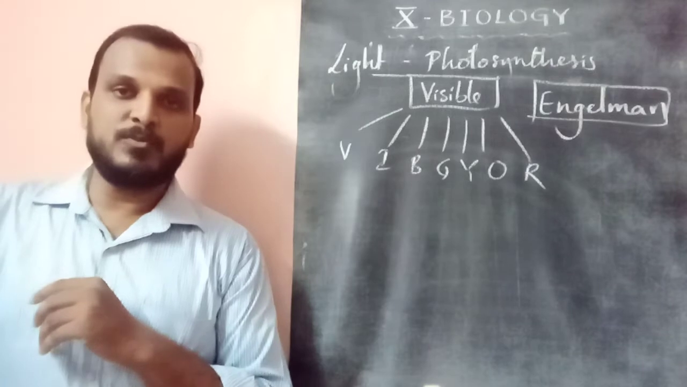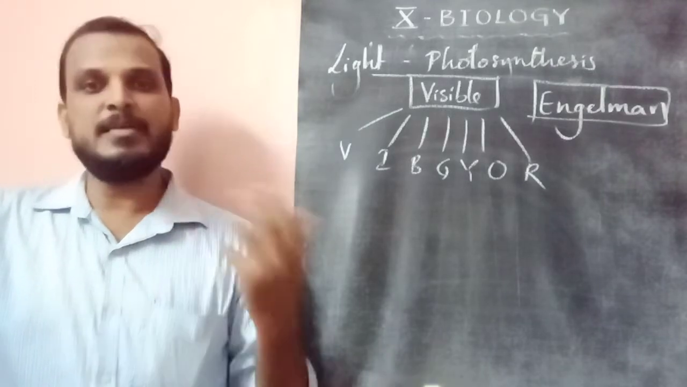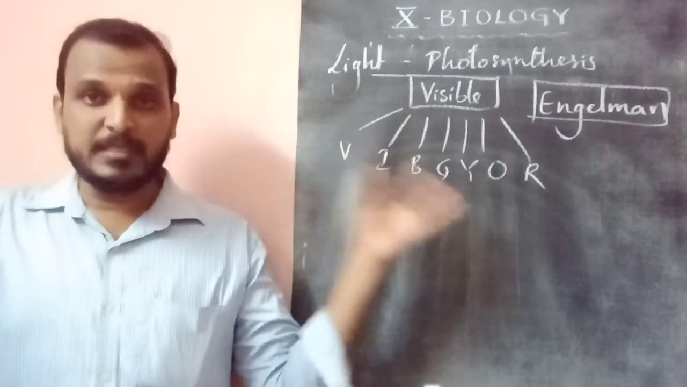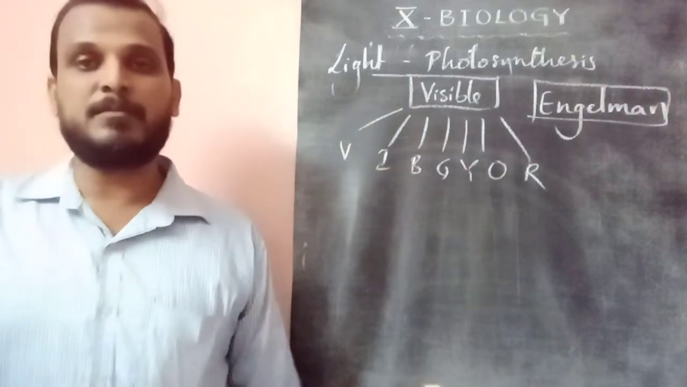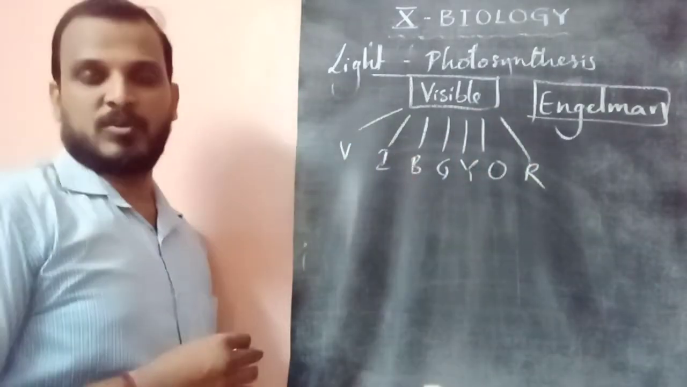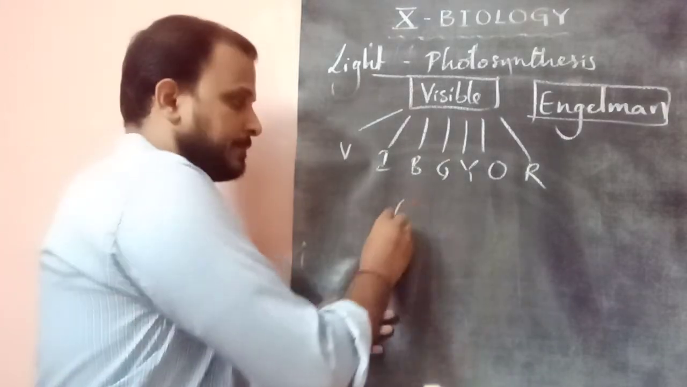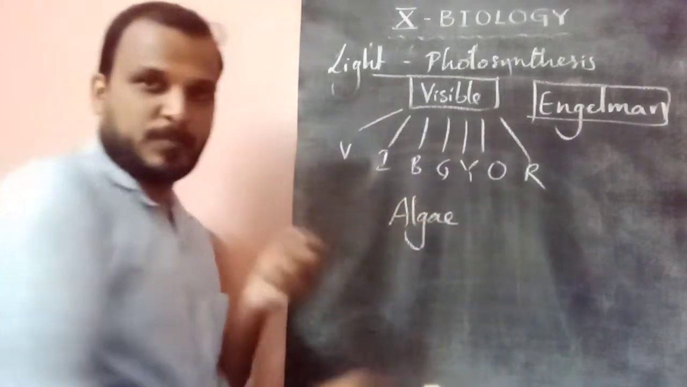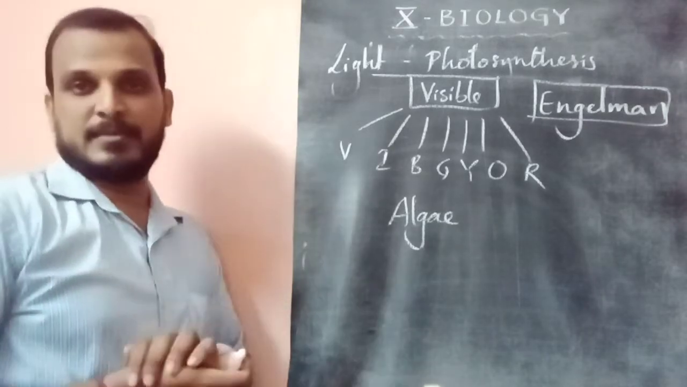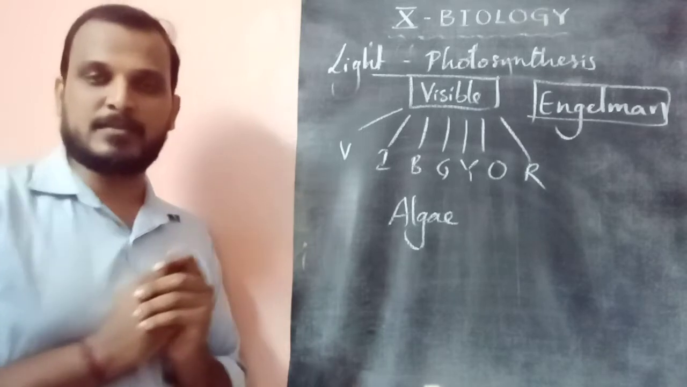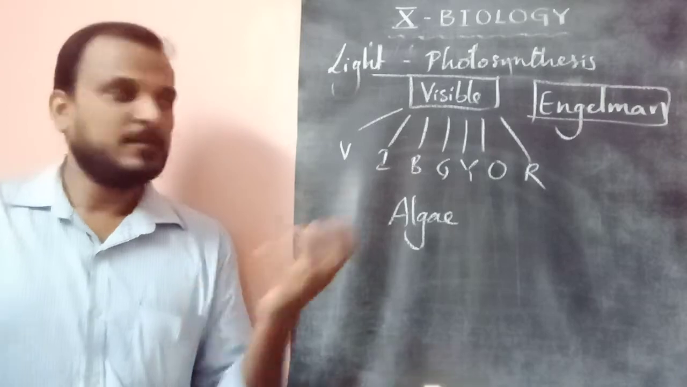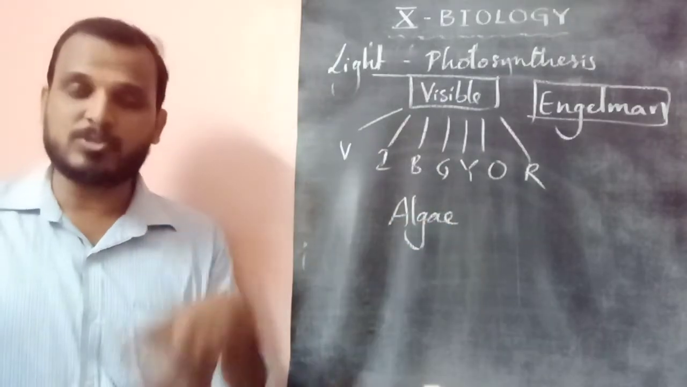What Jan Ingenhousz proved: light is important to release oxygen, and light is important to prepare starch. But within the light there are so many colors, and which is playing a major role was observed by Engelmann. So he divided the spectrum of colors and allowed some algae. Algae are microscopic organisms which do photosynthesis in sunlight, like microscopic plants living in pond water.